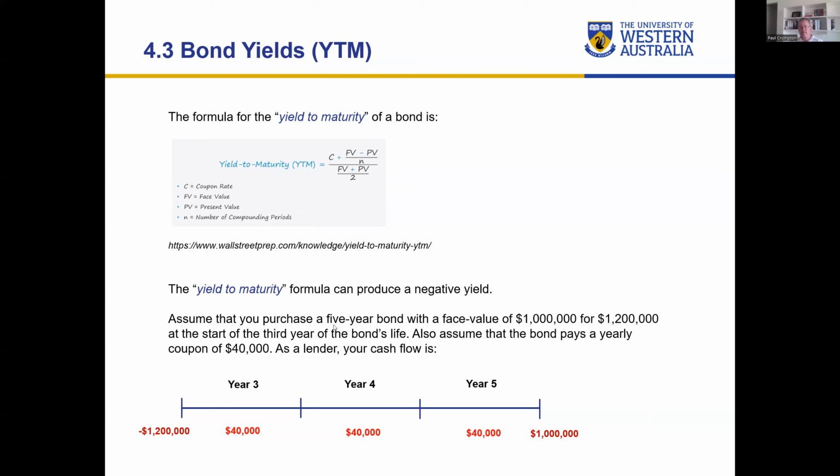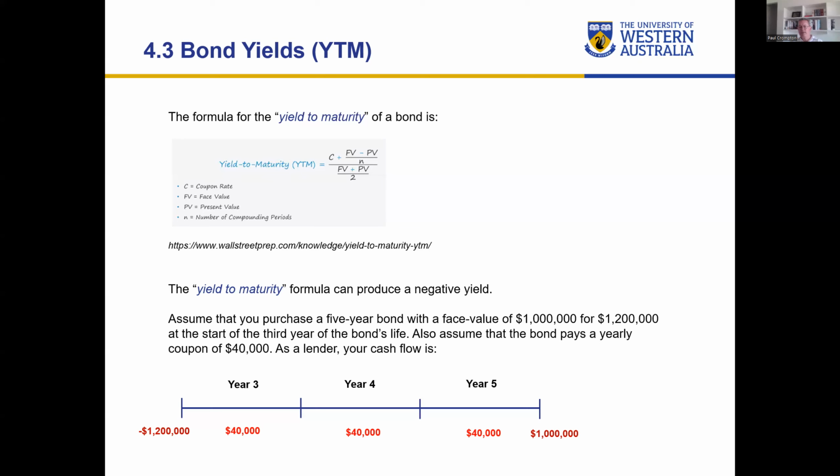Okay, so what we've got here is a 5-year bond with a face value of $1 million, but we're assuming that you've purchased this bond for $1.2 million at the start of the 3rd year of the bond's life. And now you're holding it to maturity. Now, it doesn't matter that you may not want to hold it to maturity. This particular measure assumes that you do.